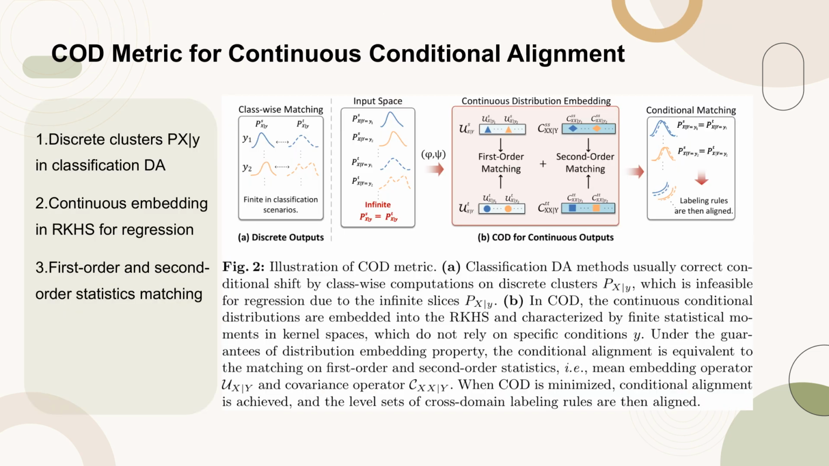Figure 2 illustrates the conditional operator discrepancy, COD metric, which is crucial for aligning conditional distributions in regression settings. Part A shows how classification domain adaptation, DA, methods handle conditional shift by aligning discrete clusters of P(x|y). However, this approach is infeasible for regression due to the infinite possible slices of P(x|y).